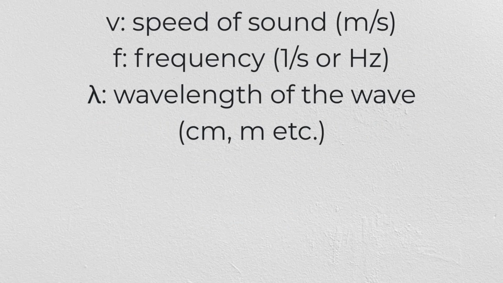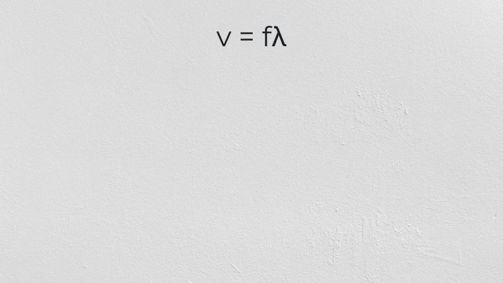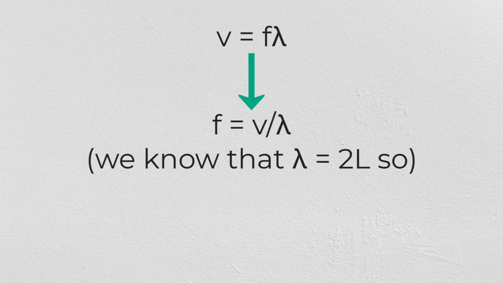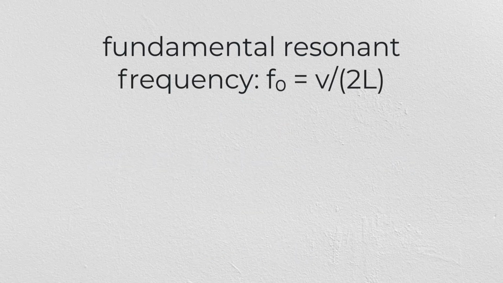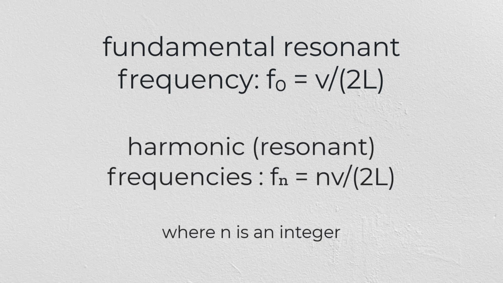Using the relation between the speed of sound and its frequency and wavelength, that is, v is equal to frequency times wavelength, we can determine the frequency for this particular setup shown. This is what we call the fundamental resonant frequency. The fundamental resonant frequency is the lowest frequency at which the object displays resonance. You can also hear different resonant frequencies, and we call these harmonic frequencies, and they are integer multiples of the fundamental resonant frequency.